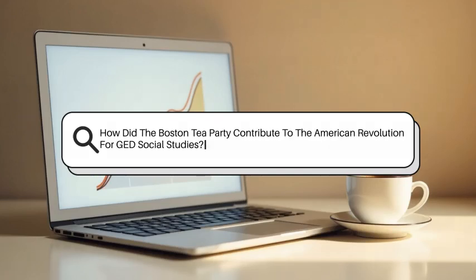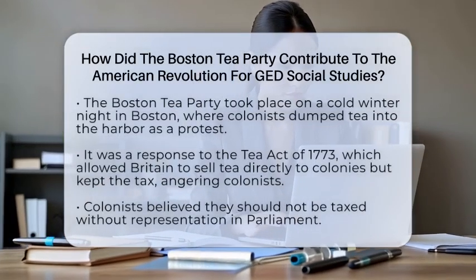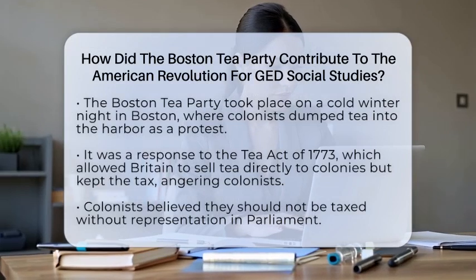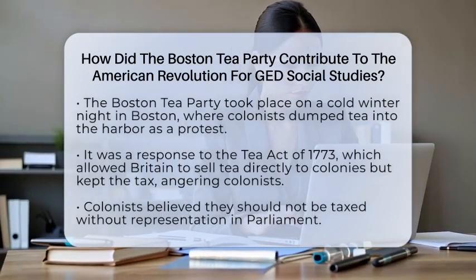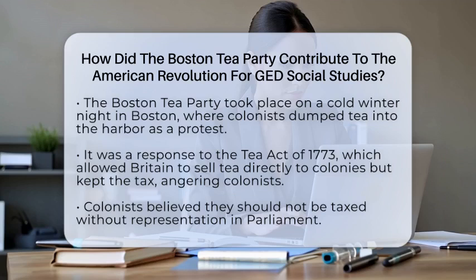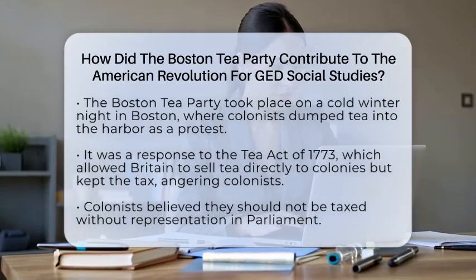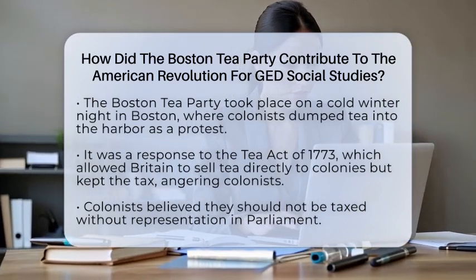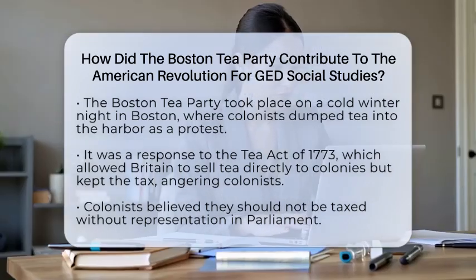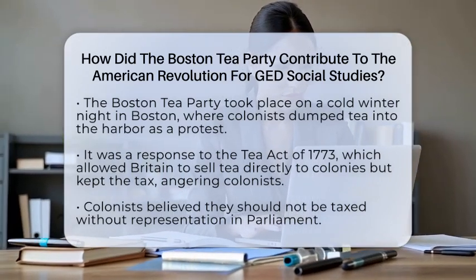How did the Boston Tea Party contribute to the American Revolution for GED Social Studies? Imagine a cold winter night in Boston when a group of colonists decided to make a bold statement. That night, they boarded ships and threw hundreds of chests of tea into the harbor. This event is known as the Boston Tea Party. It might seem simple, but it actually played a big role in starting the American Revolution.